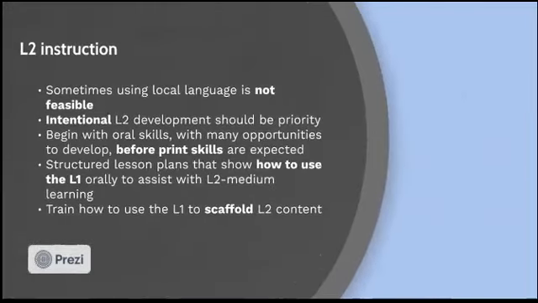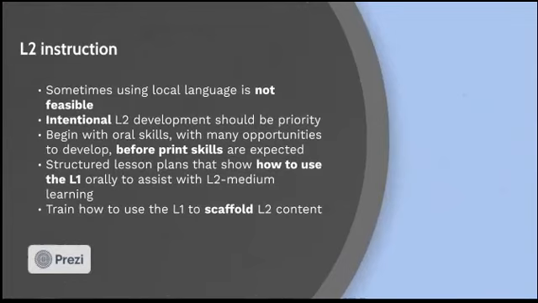This guide helps people address issues to provide more local language instruction. Yet we know L1 isn't always possible, so we include tips for L2 instruction. Developing the L2 should have intentional opportunities for students to speak and listen in a risk-free environment. Oral skills should be prioritized before there are print expectations.